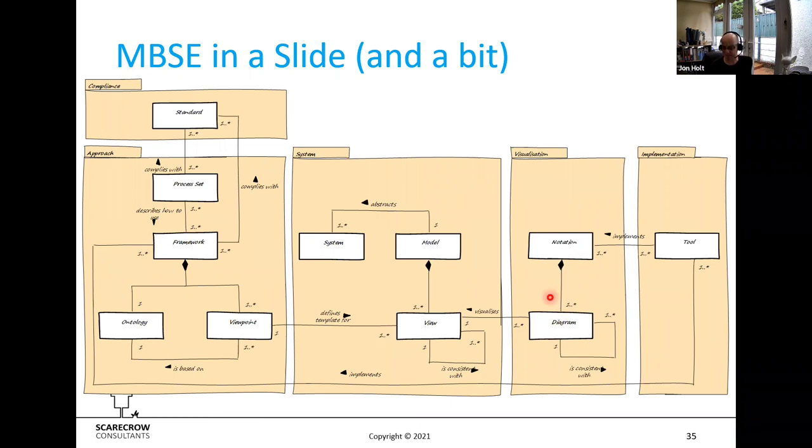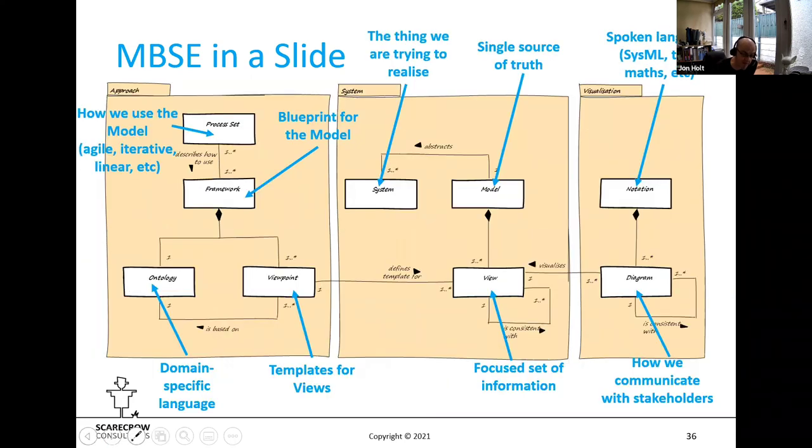I tend to use SysML because I think it's a very good general purpose modeling language, but we're not constrained to that. I would also say that alongside SysML, and crucial to what we're doing here, we also need the domain specific language or the ontology. So in fact, if you look later on here, there we go. This is the spoken language: SysML, text, maths, or whatever it's going to be. We have to have that in place. And here we've got the domain-specific language, the ontology. We need both of those in place.